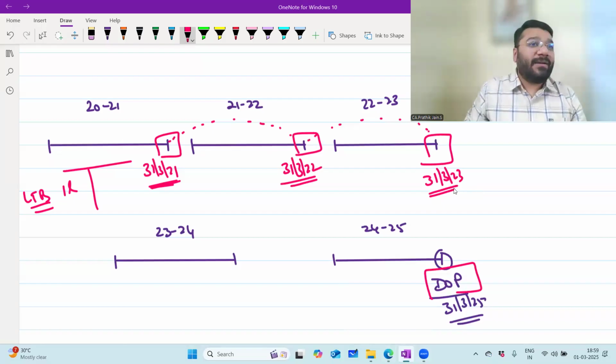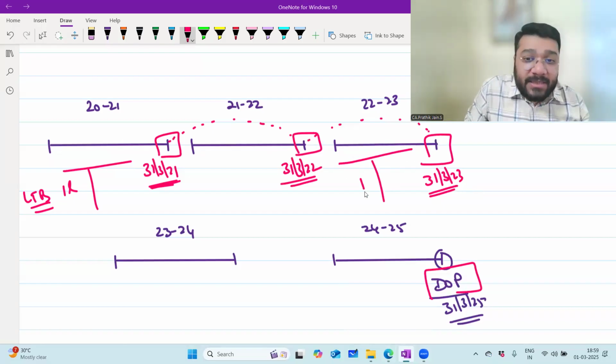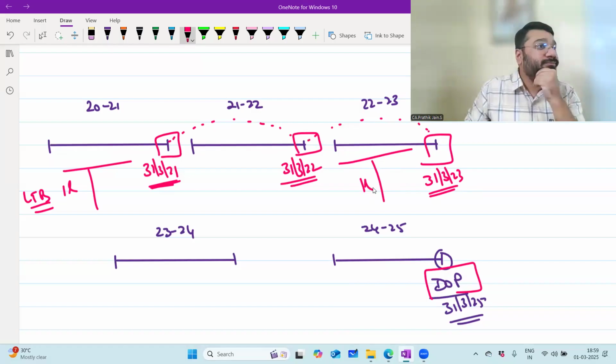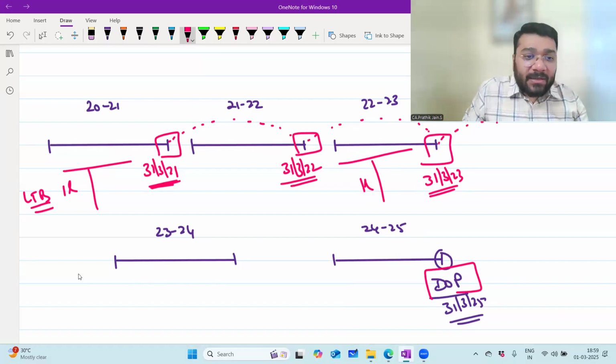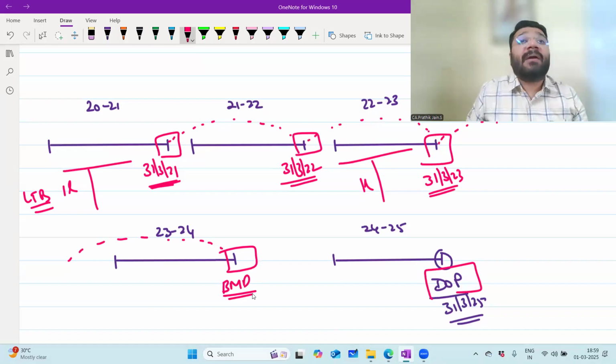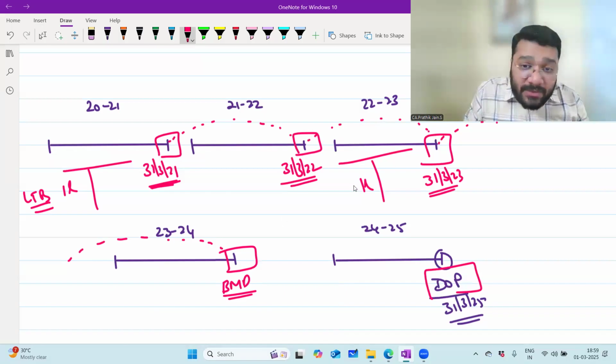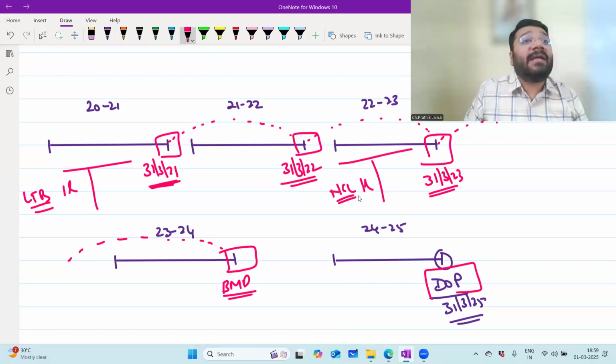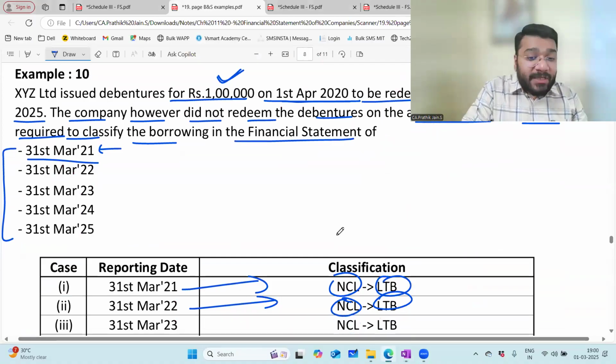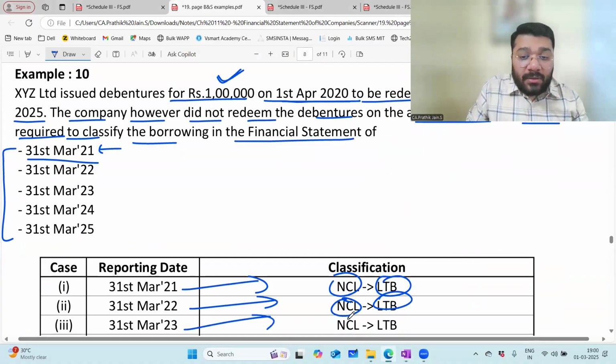31/3/23 is my reporting date. When I prepare the balance sheet here, is this 1 lakh current or non-current? Simple. Again, ask the same question. From here, if I calculate, the benchmark date is getting over here. This is my benchmark date. Am I making the payment before the benchmark date or after the benchmark date? After the benchmark date. So this 1 lakh is also non-current liability. Where in non-current liability? Long-term borrowing. So 31st March 23 also this is non-current liability in long-term borrowing.